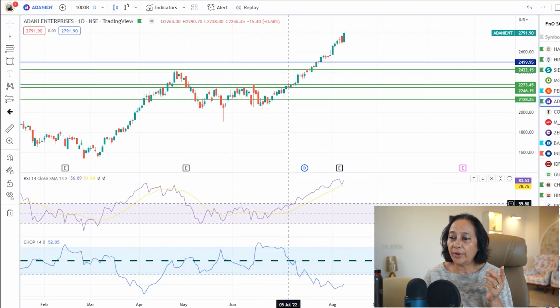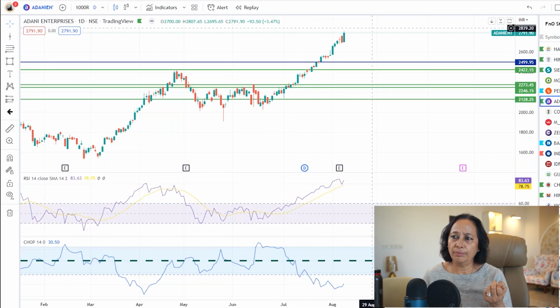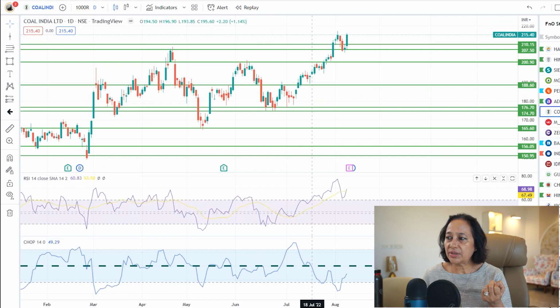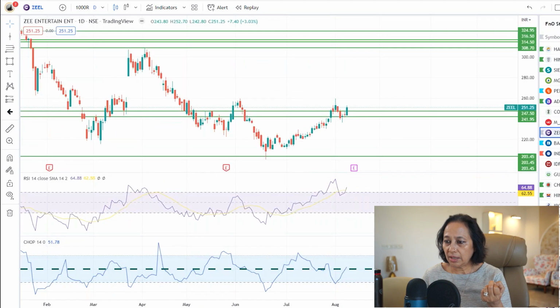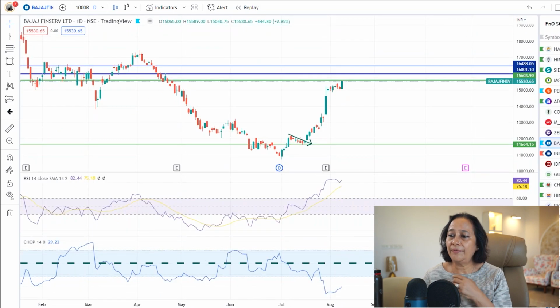Adani Enterprises forever is in an uptrend. You know that RSI is above 40, above 60. Choppiness is also, and it was a beautiful entry here. Beautiful entry here. Coal India, already the entry is gone. M&M, entry has gone. Choppiness is in the upward direction, so we can ignore it. So one stock that we found was MGL.